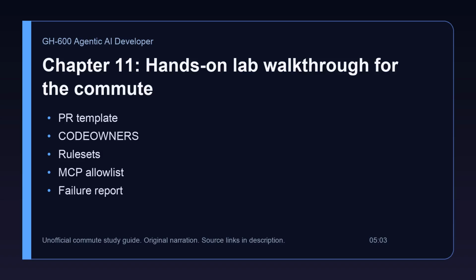Lab 2. Create a pull request template for agent work. The template asks for the plan, scope, files changed, tests run, scans run, risk level, rollback path, and human approvals required. Why does this matter? Because it turns agent work into reviewable evidence instead of a vague result.